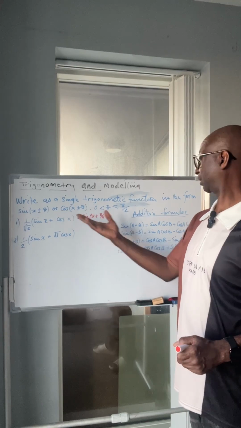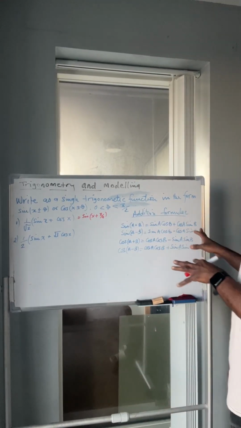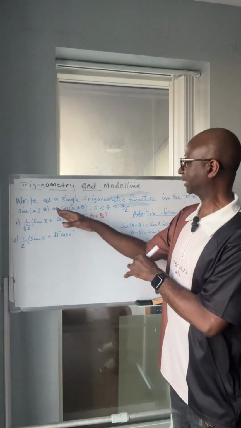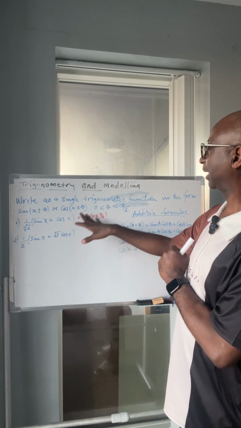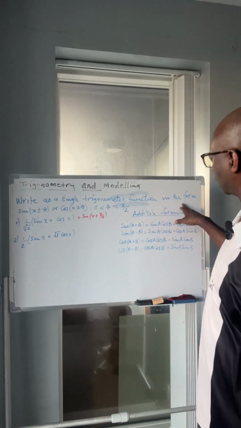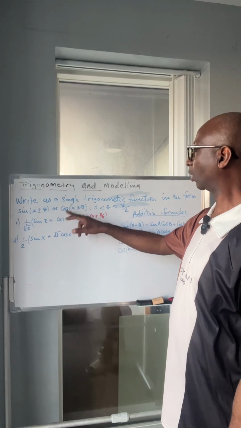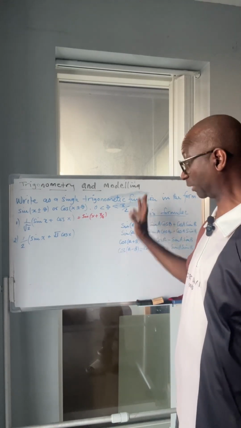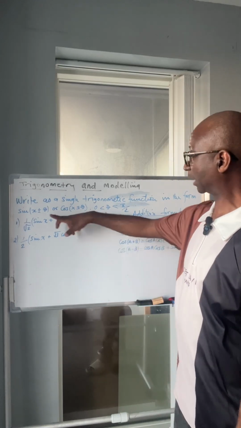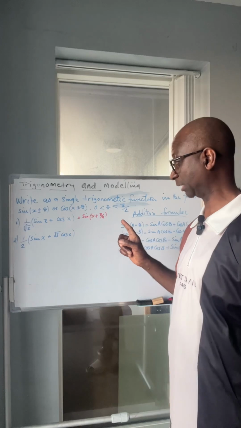We are asked to use addition formulae to write these functions as a single trigonometric function in the form sine into x plus or minus theta, or cos into x plus or minus theta. So you can have two answers. You can have the sine answer. You can also have the cosine answer for one question.